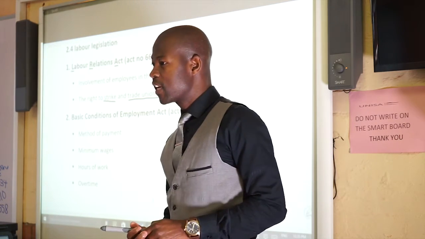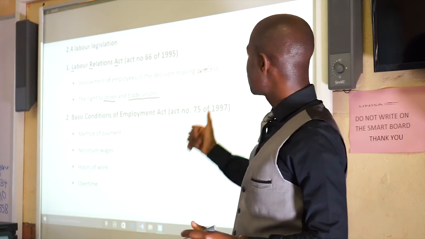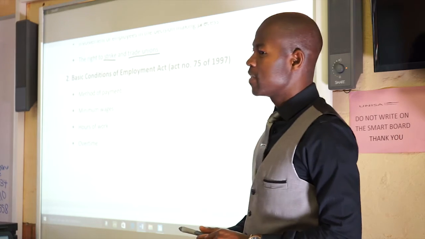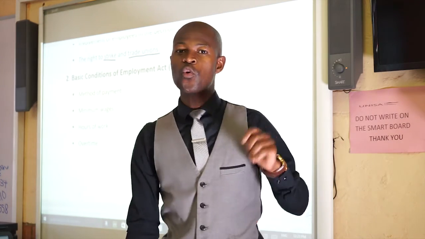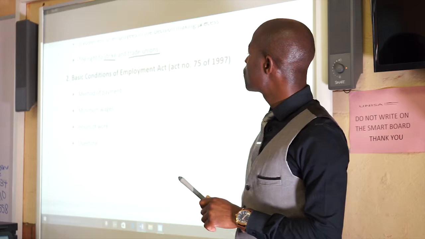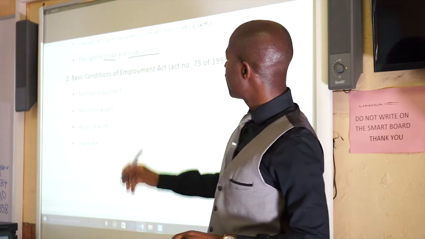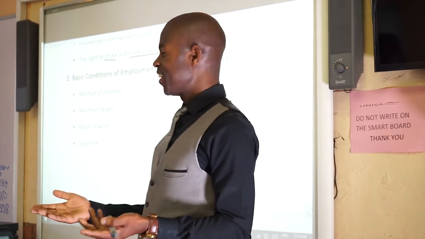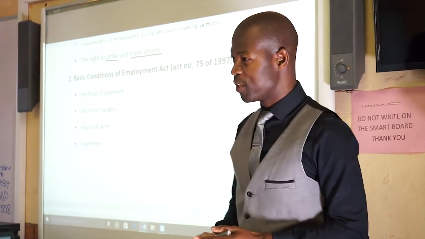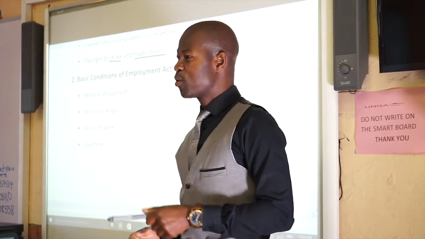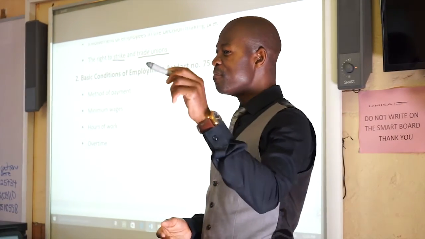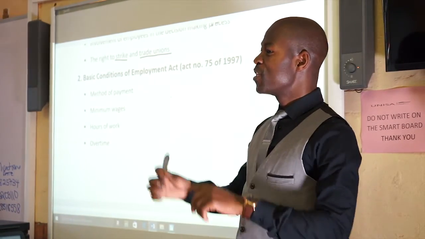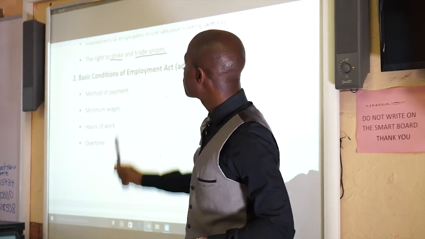We also look into the Basic Conditions of Employment Act, that is Act number 75 of 1997. What does this deal with? It deals with the method of payment, that is, by cash or by check. And also it deals with minimum wages. Remember that the government has also set what we call the minimum wage that each and every employee in each and every sector should receive. It speaks to that as well.